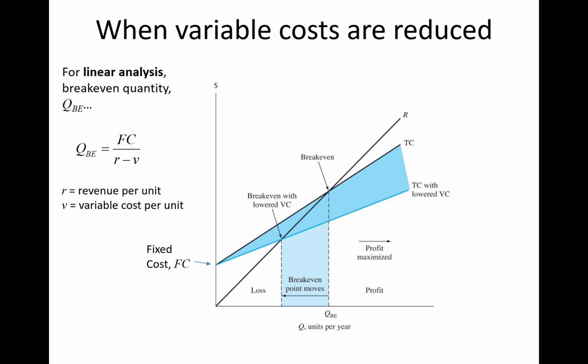So that's the relationship that I wanted to tell you about. And that first break-even point is the fixed costs divided by the revenue per unit minus the cost per unit. So R minus V. That's how you can find that first break-even point. Lower the cost curve, break-even point moves left.